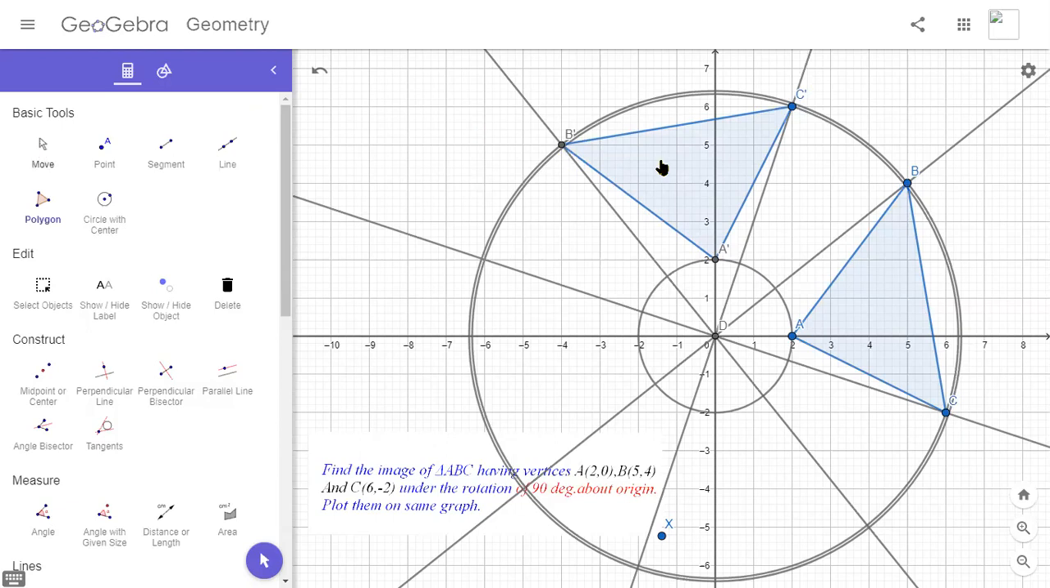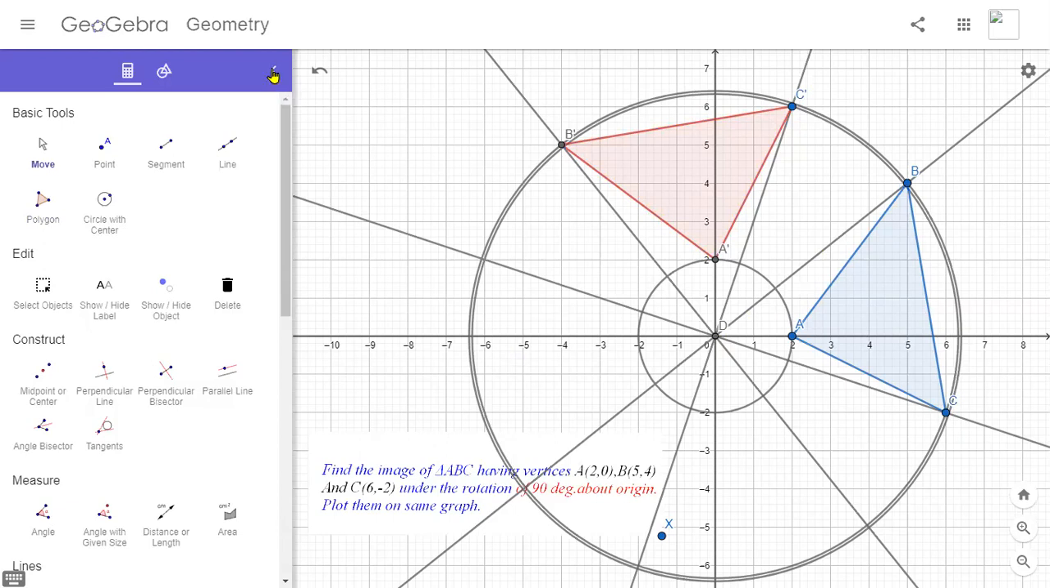Okay, let me use the new color for this image. Let me take the red color. This red color triangle is just the image triangle, and this blue color triangle is just the pre-image triangle. Here we have just rotated this object in counterclockwise direction by an angle of 90 degree by taking the origin as a center of this rotation.